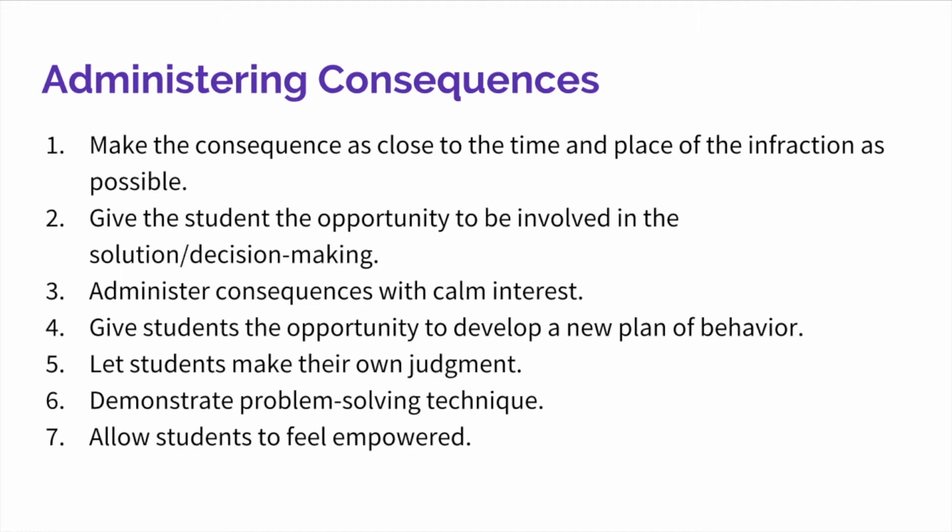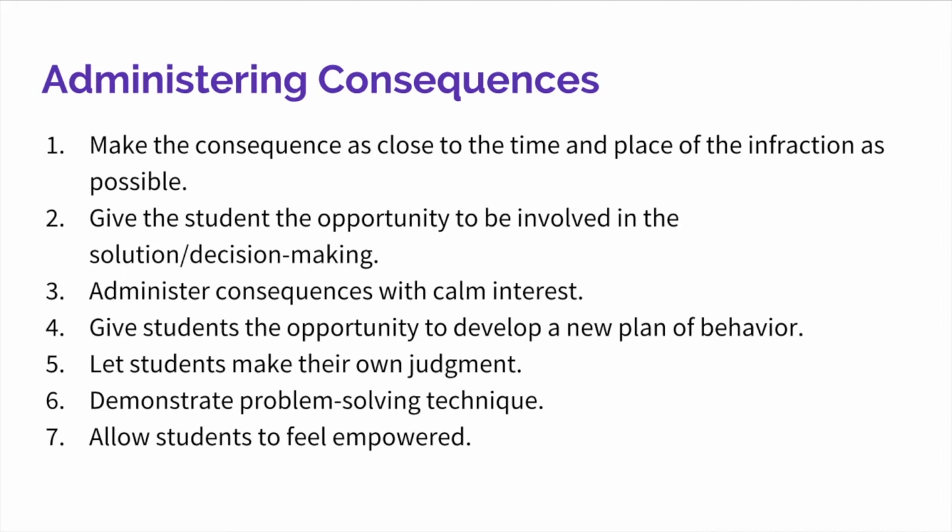So the first step in administering the consequence is you want to make sure the consequence is as close to the time and place of the infraction as possible. So if the students were throwing food in the lunchroom, the consequence should happen during their lunchtime or needs to happen in that room. So if their consequence was they have to help clean up after their lunch class, that would be an appropriate consequence.